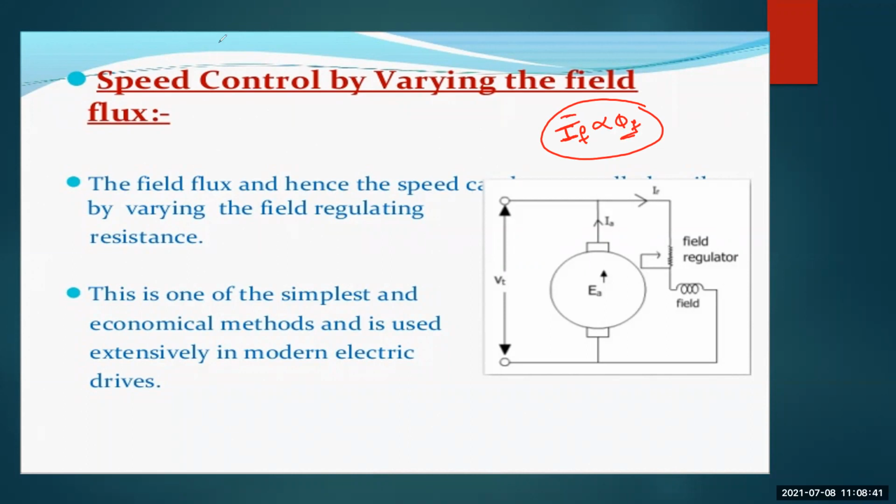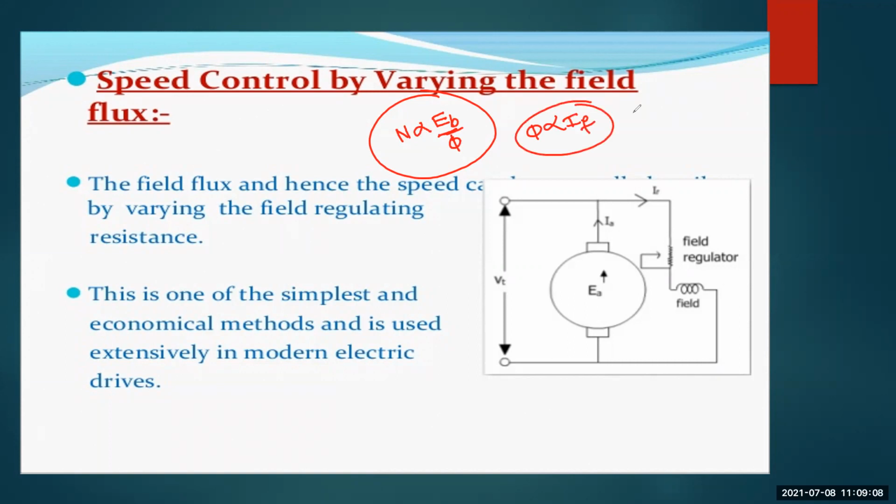Understood? You know the relation: N is proportional to EB divided by phi. The speed of a DC shunt motor is proportional to the back EMF and inversely proportional to the flux. This flux is proportional to the field current, and the field current is controlled by the field regulator, RF for example. By changing this, the field current is changing.